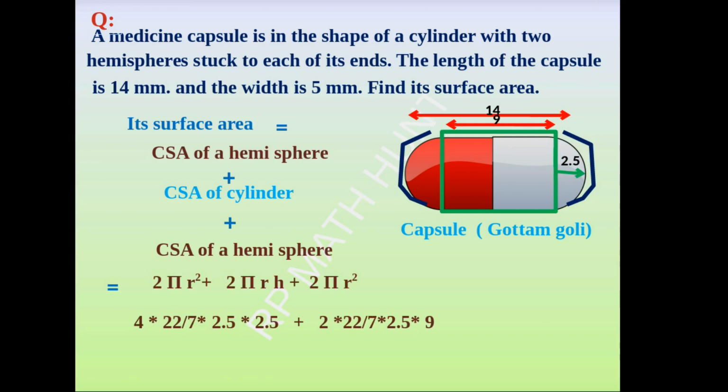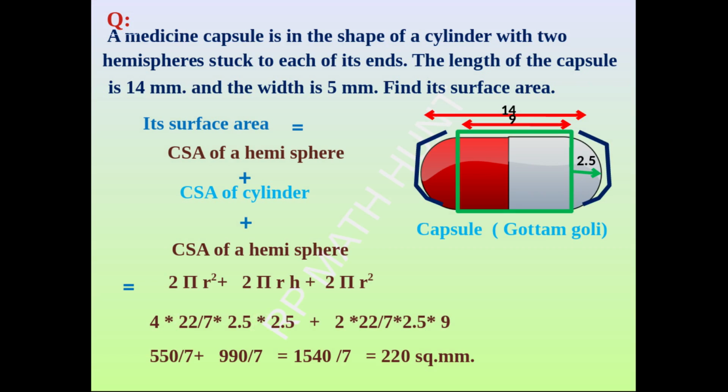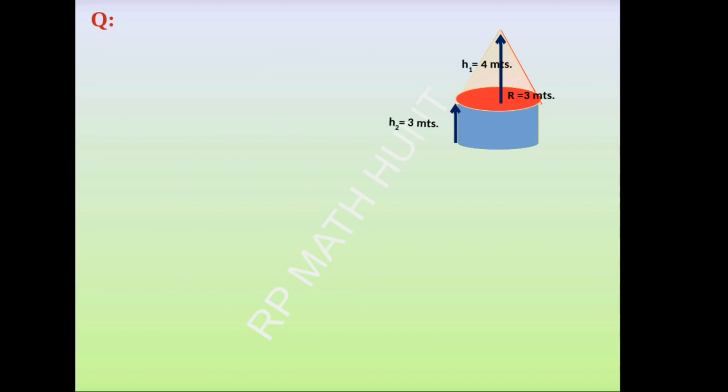4 into 22 by 7 into 2.5 into 2.5 plus 2 into 22 by 7 into 2.5 into 9. That is equal to 550 by 7 plus 990 by 7. That is equal to 1540 by 7, which is equal to 220 square millimeters.